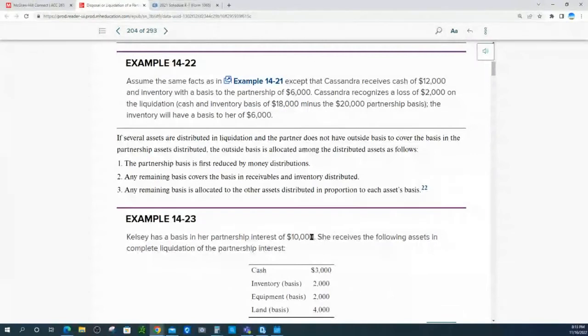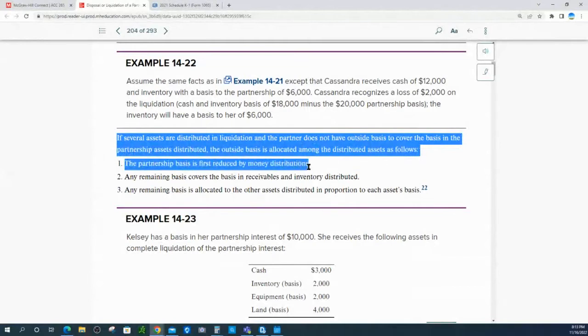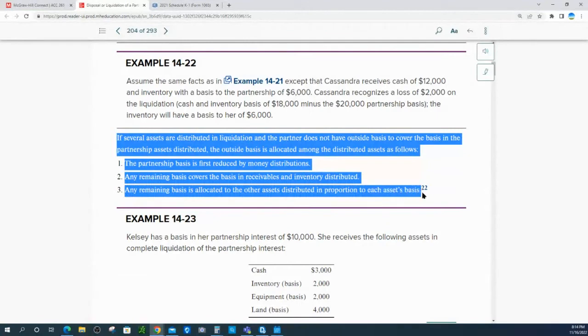All right, there is also an order in which distributed assets are treated, and how the basis is affected. First, you reduce it by any money that was distributed. Next, any receivables or inventory, and then the rest is any other assets.